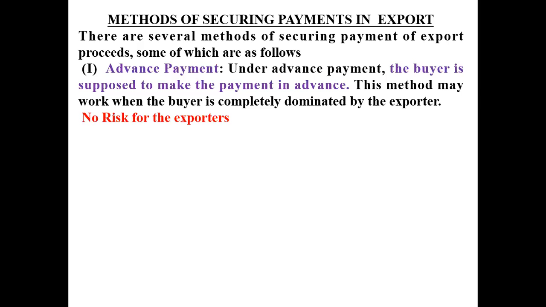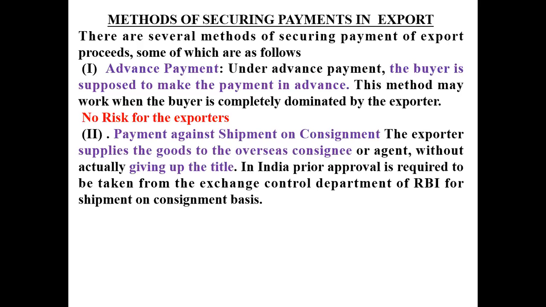Now, the second method is payment against shipment on consignment. The exporter supplies the goods to the overseas consignment agent without actually giving up the title. In India, prior approval is required from the Exchange Control Department of RBI for shipment on a consignment basis. Right? Now, try to understand what I mean over here.